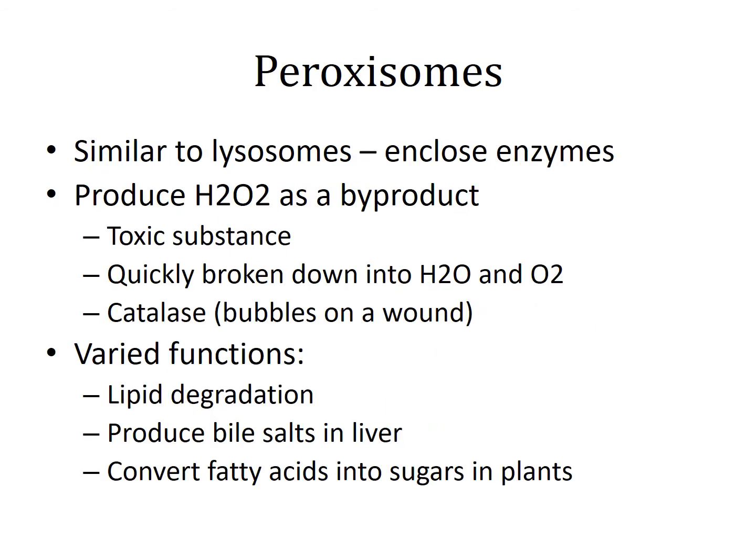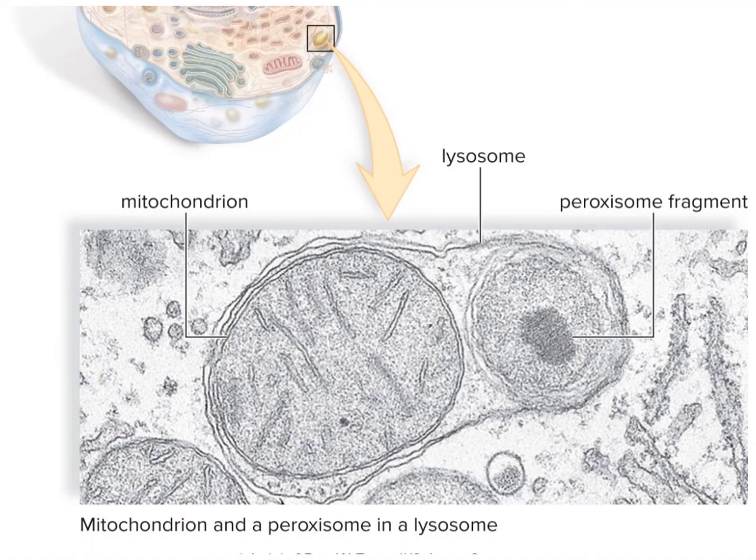Peroxisomes are super important. I remember talking about peroxisomes with you guys, and I mentioned that our bodies have the accidental ability to create hydrogen peroxide. However, luckily for us, we have peroxisomes that have an enzyme called catalase in them, and that catalase breaks down hydrogen peroxide into water and oxygen.